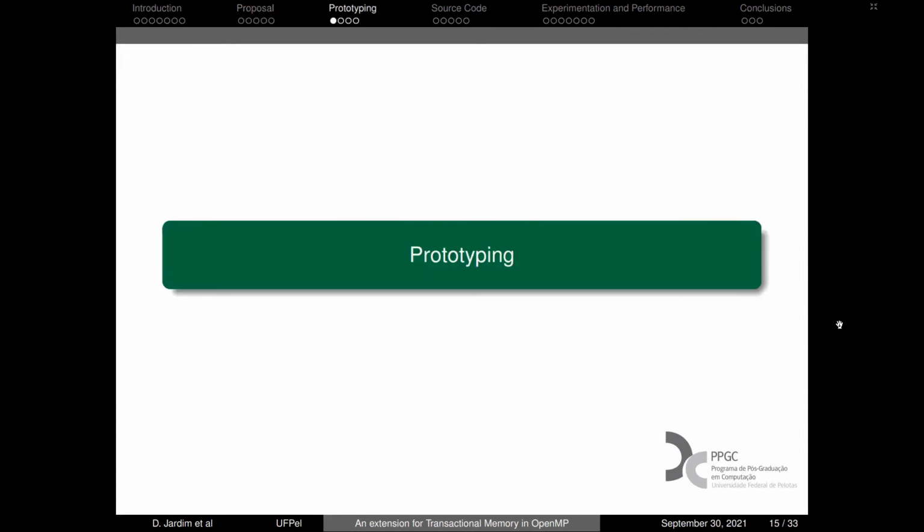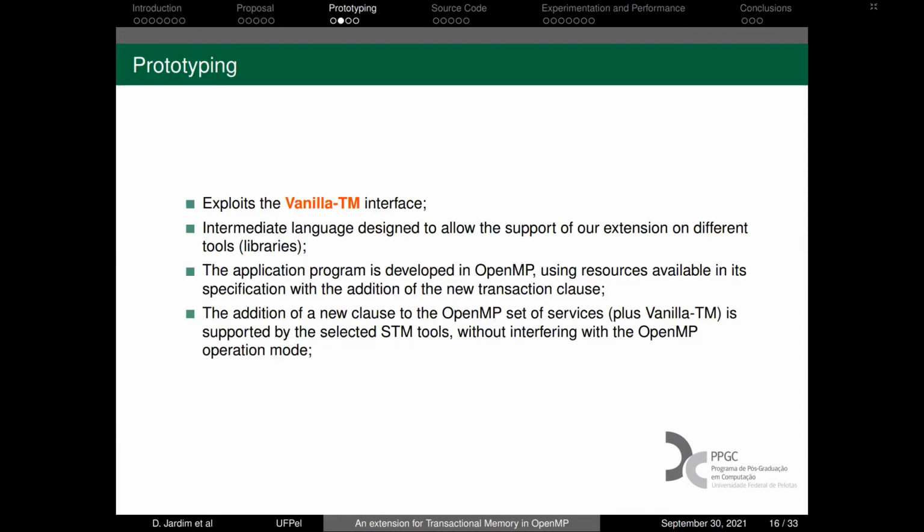Now for the prototyping. Our proposal exploits the vanilla TM interface, which is an intermediate language designed to allow the support of our extension on different tools or libraries. The application program is developed in OpenMP using resources available in the specification of OpenMP, and the addition of a new clause to the set of services is supported by the selected STM tools without interfering in the OpenMP operation mode.